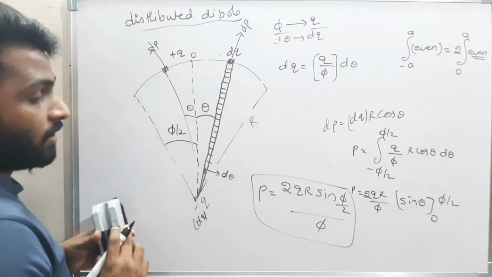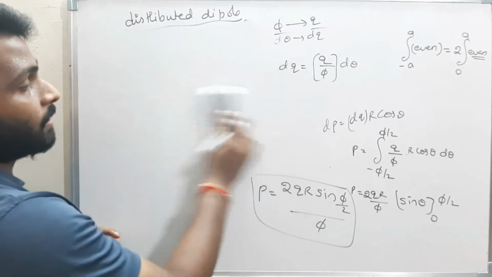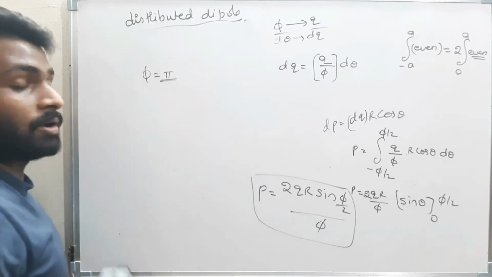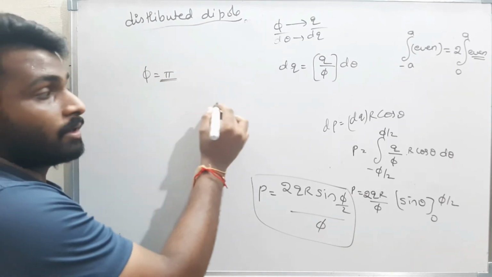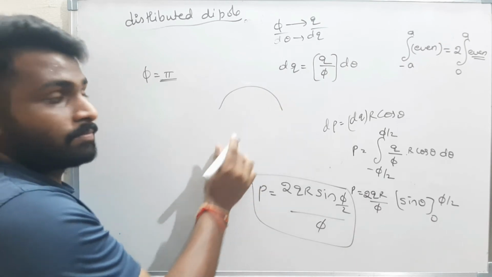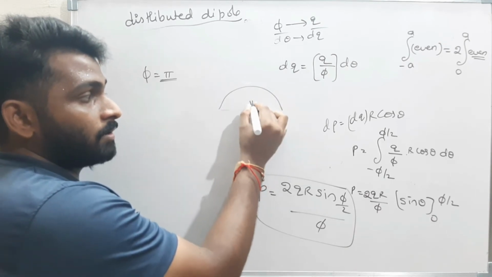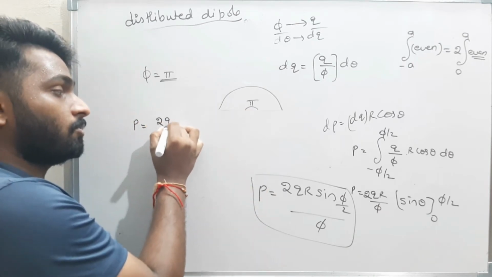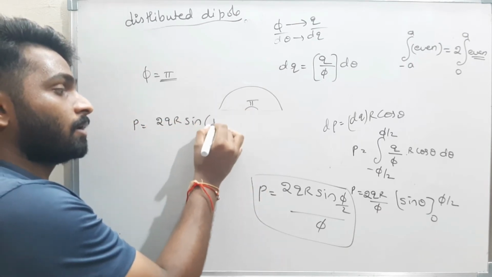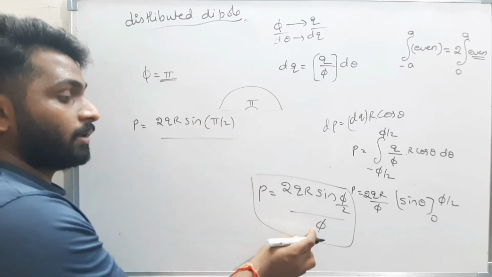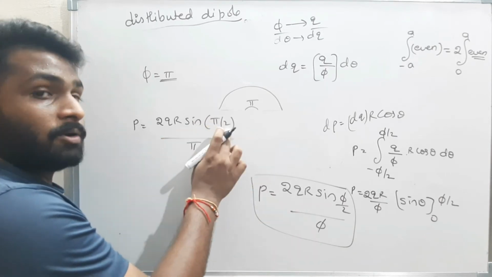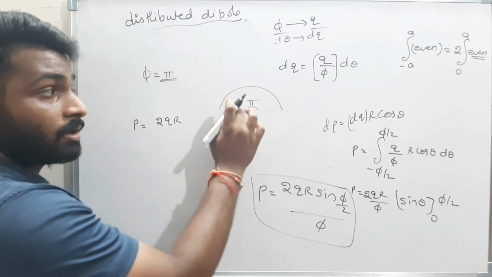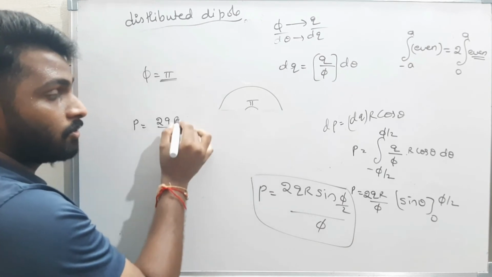If by chance phi is pi, now what is the meaning of phi being pi? That means this is a semicircular arc. The angle made here is pi. Now for this, what is the dipole? P is equal to 2qr sin pi by 2, divided by phi, that is pi. Sin pi by 2 is 1. Therefore, the dipole moment of a semicircular arc is 2qr by pi.